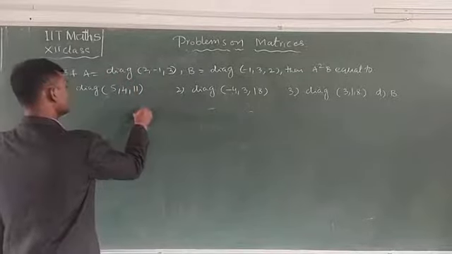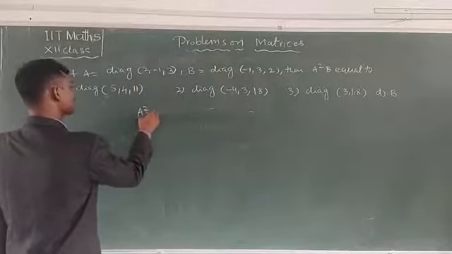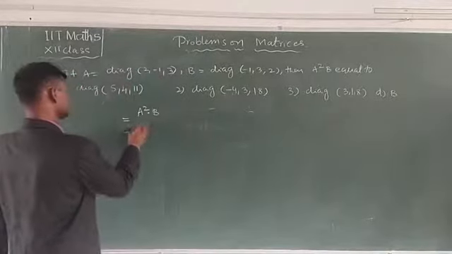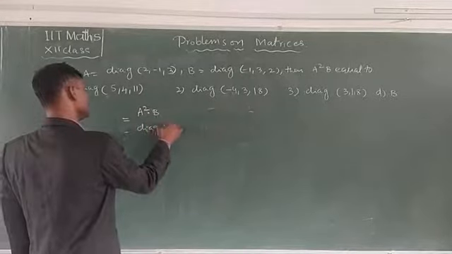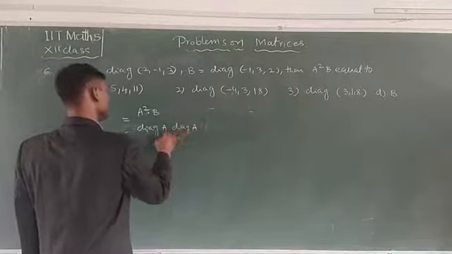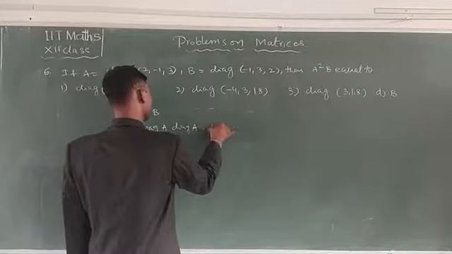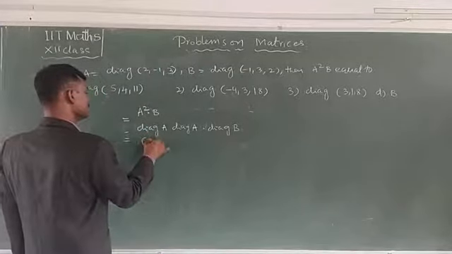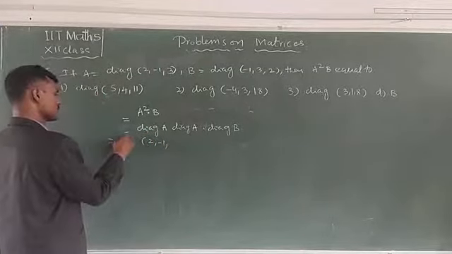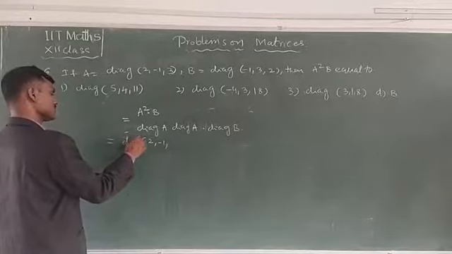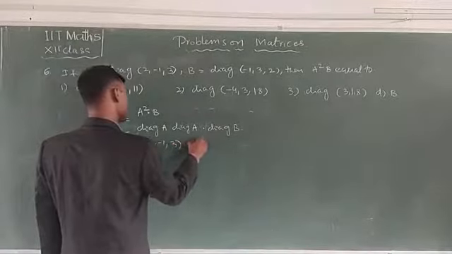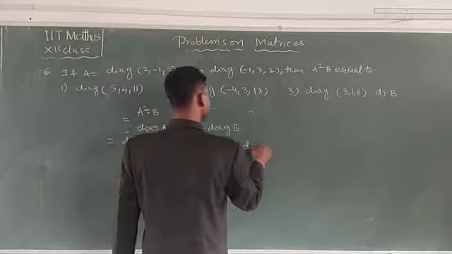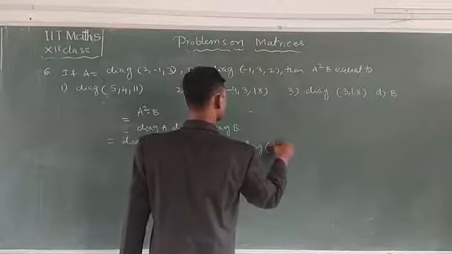Here, diagonal of A squared into B is written as diagonal of A into diagonal of A squared into diagonal of B. Now see here, diagonal of A is 2, -1, 3, diagonal of A squared is 2, -1, 3, and diagonal of B is -1, 3, 2.